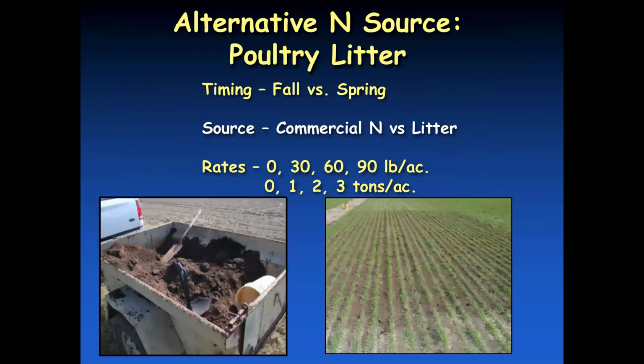There are some alternative sources that may be a little cheaper than commercial fertilizer, such as poultry litter. This is a test Dr. Balcom had conducted several years ago, looking at timing of applying the nitrogen poultry litter, fall versus spring, comparing it to commercial nitrogen, and at rates 0, 30, 60, and 90 pounds per acre, or 1, 2, and 3 tons of litter per acre.